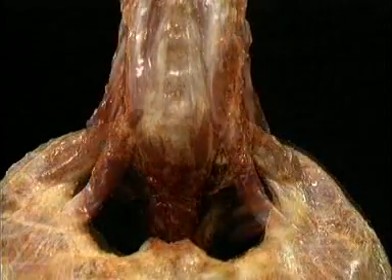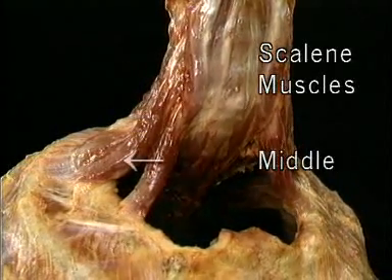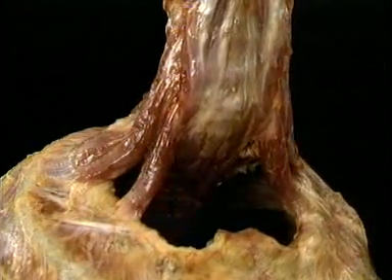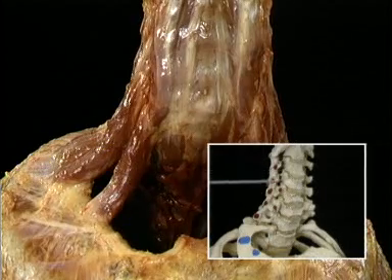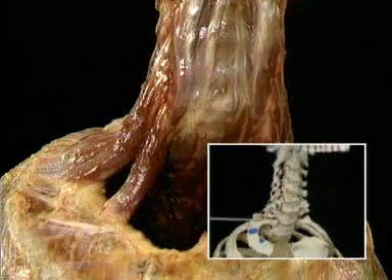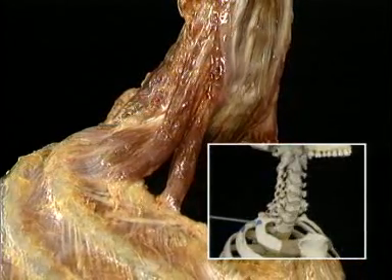Next we'll add the 3 scalene muscles to the picture. The anterior scalene, middle scalene, and posterior scalene. They arise from the transverse processes of the lower 5 cervical vertebrae. The anterior scalene from the anterior tubercles, the middle and posterior scalene from the posterior tubercles. The anterior and middle scalene muscles insert on the first rib. The posterior scalene inserts on the first and second ribs. The scalene muscles are involved not in movements of the neck, but in elevating the upper ribs in deep inspiration.